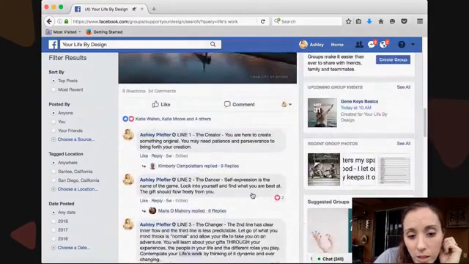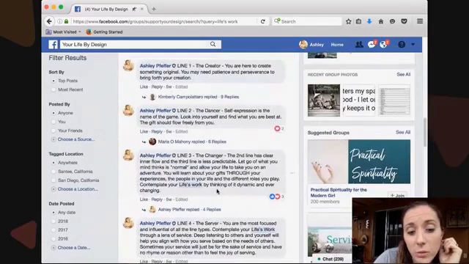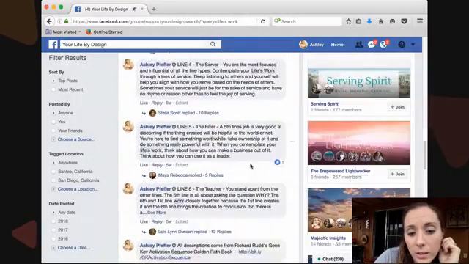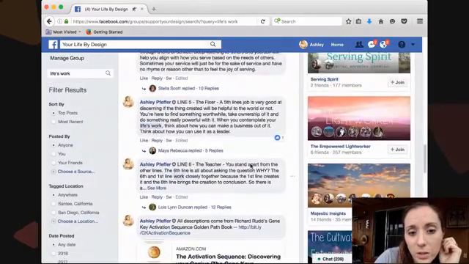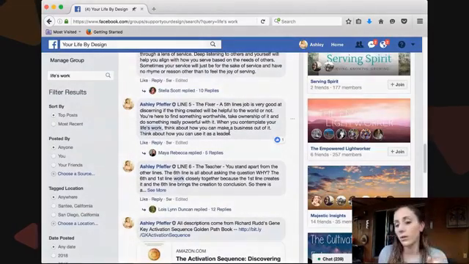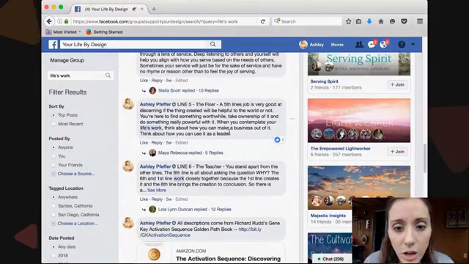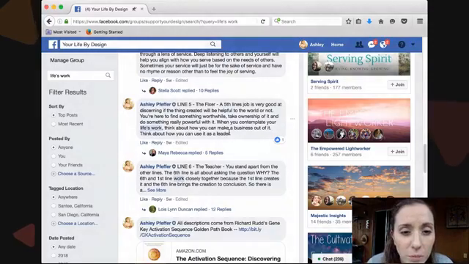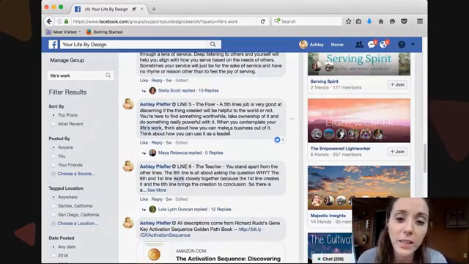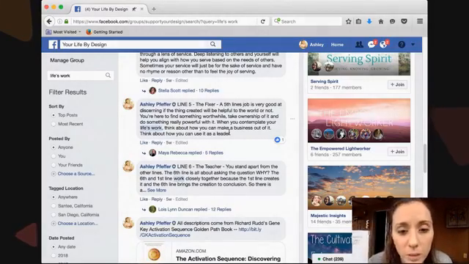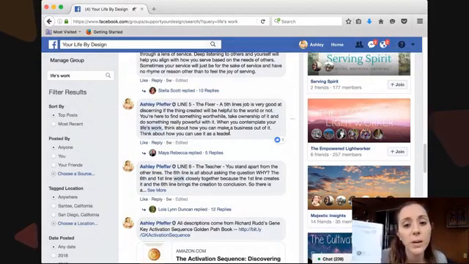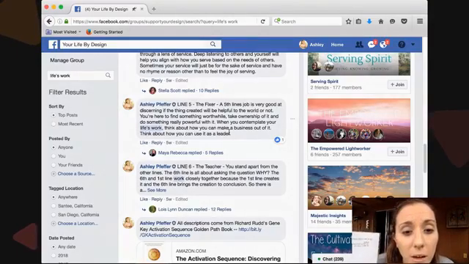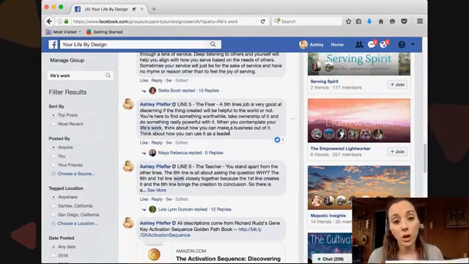So line 1, line 2, line 3, and it has a description of what each of these mean. I'm a 5th line, so right here. So I read this description and think, okay, 5th line's job is being very good at discerning if the thing they created will be helpful in the world or not. You're here to find something worthwhile, take ownership of it, and do something really powerful with it. When you contemplate your life's work, think about how you can make a business out of it. Think about how you can use it as a leader.